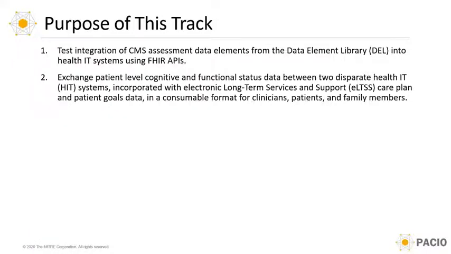So the purpose of this track is, as I mentioned, to exchange the patient level cognitive and functional status data between several different HIT systems. And we're also incorporating work that another group has been doing around electronic long-term services and support, particularly around care plans and patient goals data, so that again, each of these facilities know what the care plan is, know what the patient goals are, and can help the patient get to where they need to be in the best way possible. Next slide.